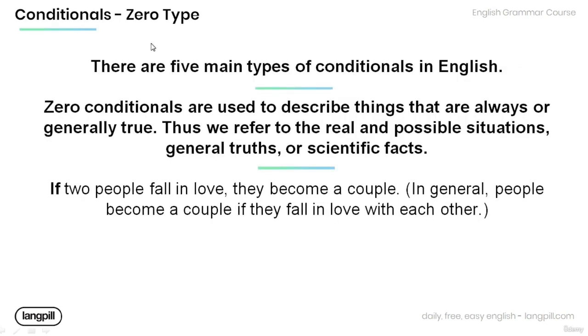Now, there are 5 main types of conditionals in English, and amongst them are zero conditionals. Zero conditionals are used to describe things that are always or generally true. Thus, we refer to the real and possible situations, general truths, or scientific facts. Have a look at the example below. If 2 people fall in love, they become a couple. Now, in general, people become a couple if they fall in love with each other.